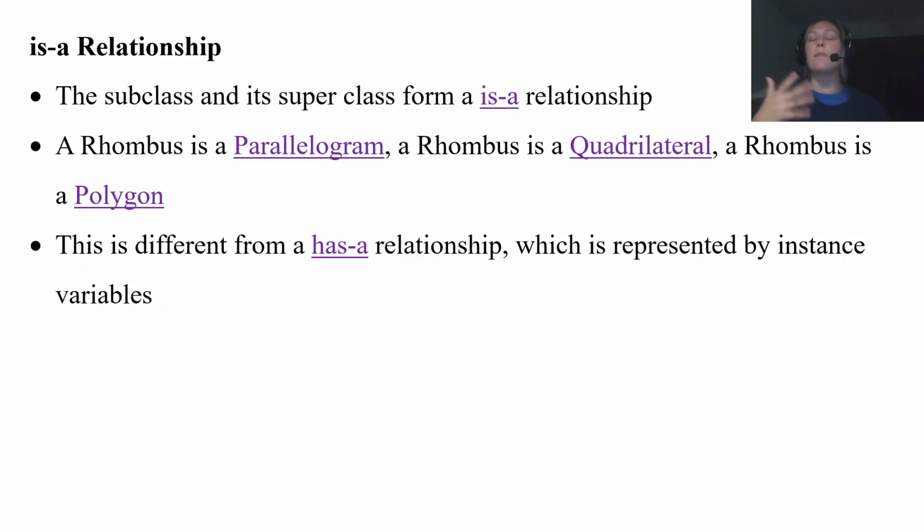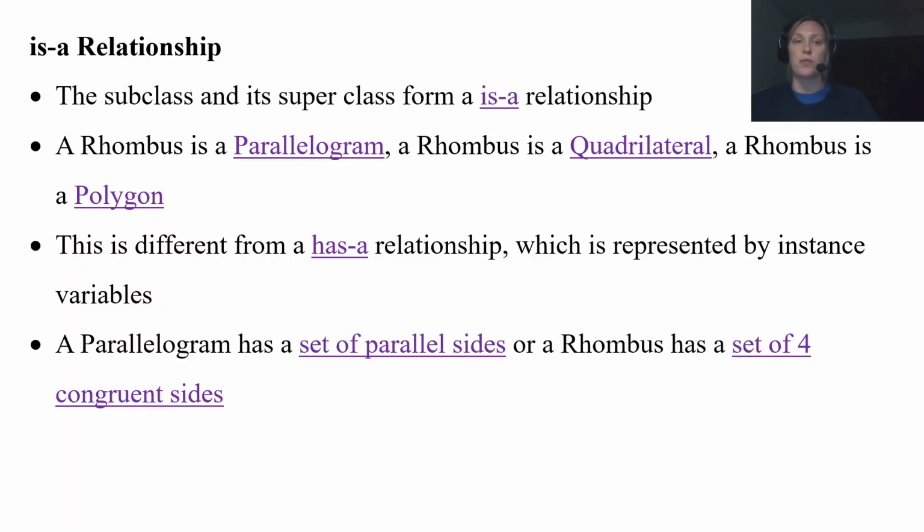Back in Unit 2 is when we introduced it, and we've been working with it ever since. A has-a relationship is represented by instance variables, right? A parallelogram has a set of parallel sides. A rhombus has a set of 4 congruent sides. A has-a relationship is the qualities that they possess. An is-a relationship is the qualities it inherits from the hierarchy.